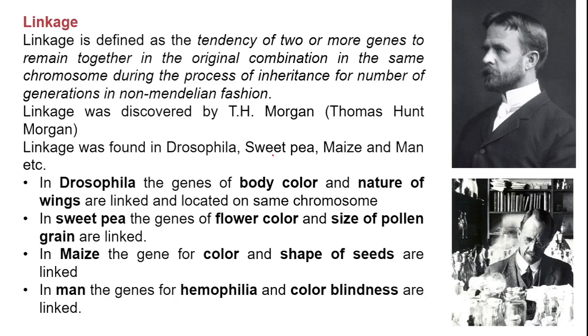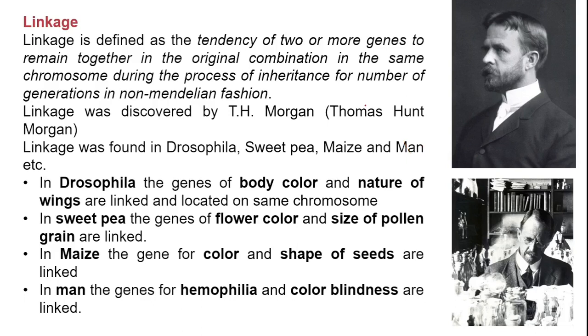So first, what is called linkage? Linkage is defined as the tendency or affinity of two or more genes to remain together in original combination for a number of generations in non-Mendelian fashion. Affinity means togetherness. Consider this is a chromosome, and A and B genes are there. A and B genes will be segregated into one gamete because of the shorter distance between them.